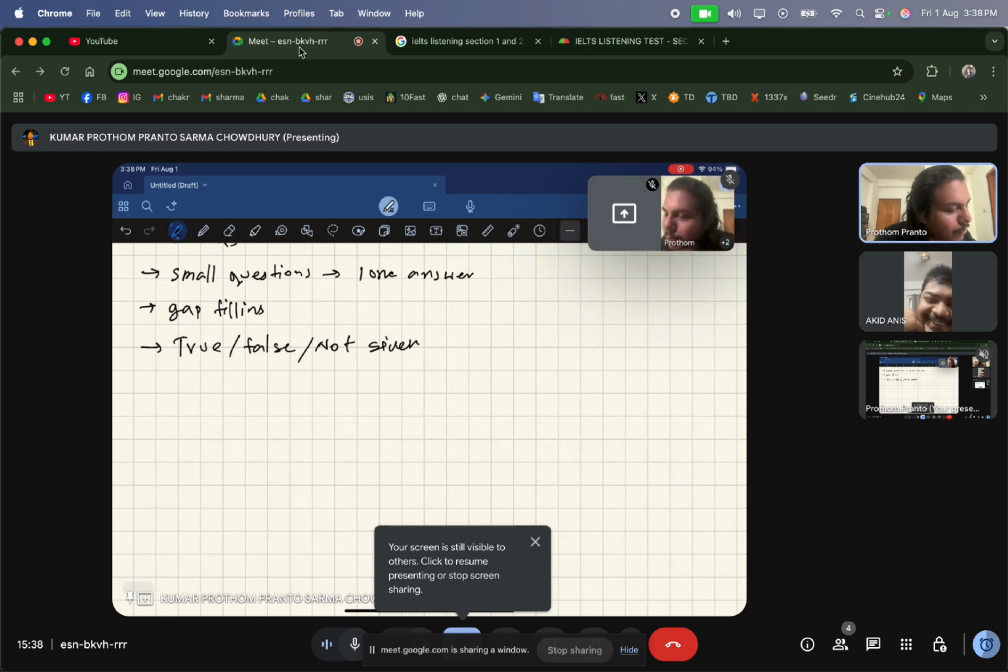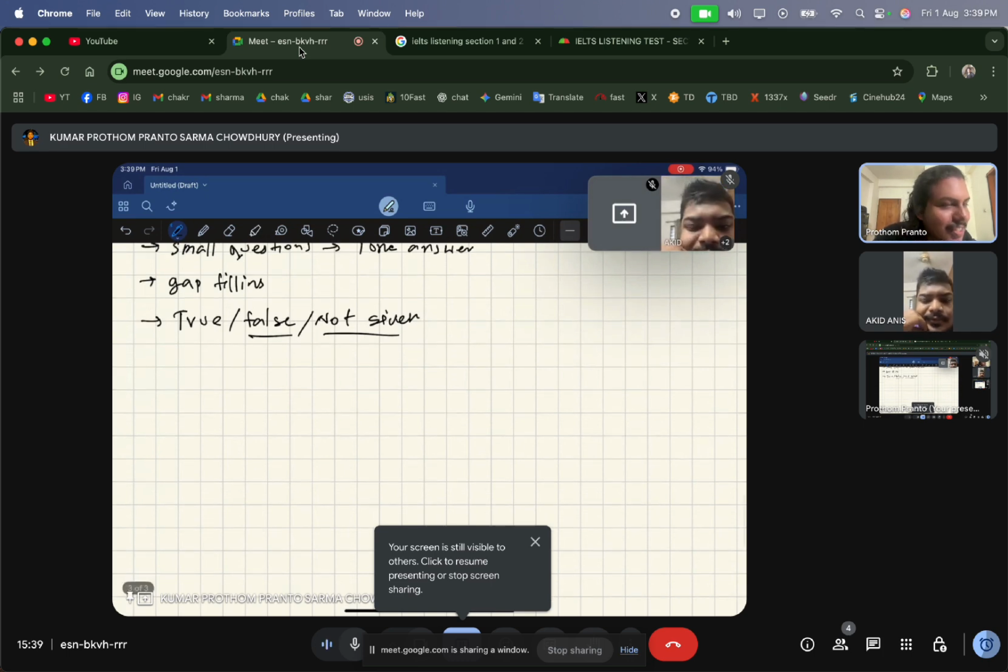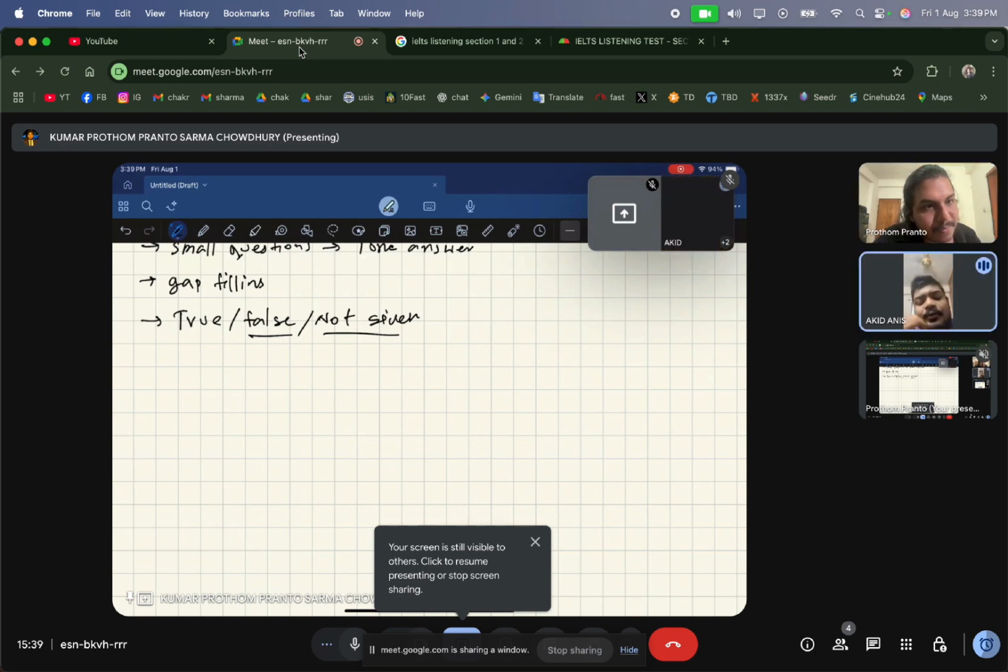People get confused between false and not given. If the information is not given, they assume that it's false, but it can be true. You don't know that. It's just not given in the question. If they haven't mentioned anything about it, you cannot write false. Even if it's false, you cannot write it. If it's not mentioned, then it's not given.